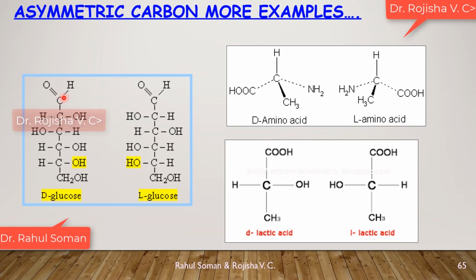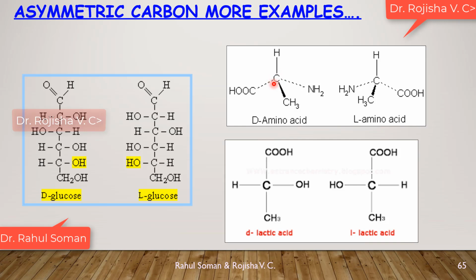So the highest carbon, from here we will start naming 1, 2, 3, 4, 5, 6. The second, third, fourth, and fifth carbons are asymmetric centers. We take the highest asymmetric carbon, and if the OH is on the right side, we name it D-glucose, and if it is on the left side, we name it L-glucose. That's all. And an amino acid has no symmetry element, and its mirror image is also an asymmetric center.